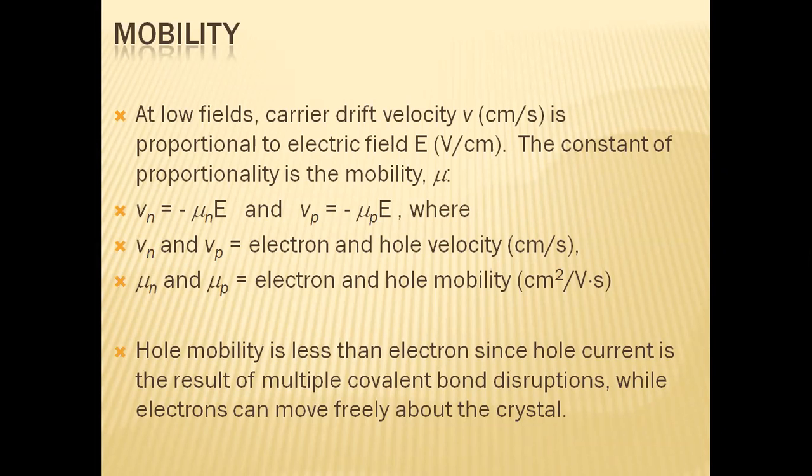And considering the universal recipient, that is holes, recipients arresting the electrons, hole mobility is less than electron mobility, since the hole holds the current and results in multiple covalent bond destructions.